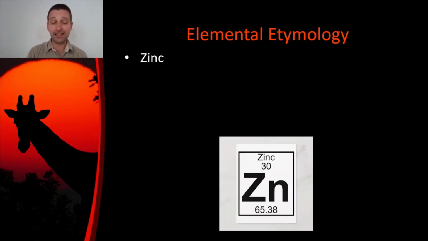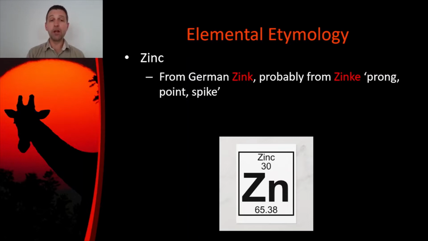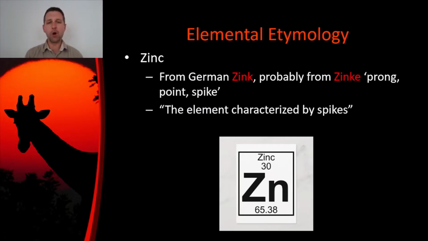What about zinc? Zinc is number 30 on the periodic table. This is actually a borrowing from a German word, so it's not a native inheritance from our Germanic past, but we borrowed it from the German language within the past few hundred years. It comes from the German word Zink. Z's in German are more like a ts sound. So Zink probably comes from a normal German word Zinke, which means prong or point or spike. So essentially what zinc means, it's the spiky element.